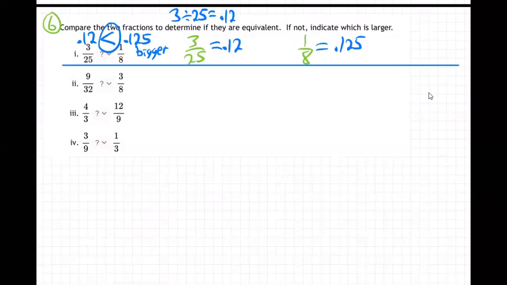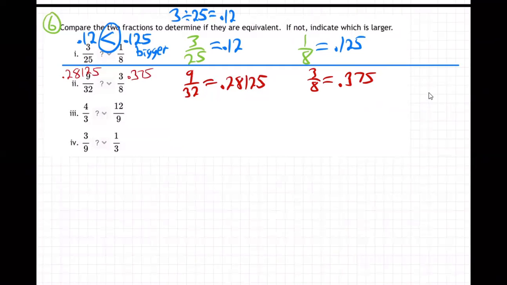Let's try the next one. So again, on your calculator, I'm going to go 9 divided by 32 on my calculator. I'm getting 0.28125. And then 3 divided by 8 on my calculator, 0.375. So this one's 0.28125. And this one over here is 0.375. So which one's bigger? Goes this way again. This one over here is the bigger one. Just like that.